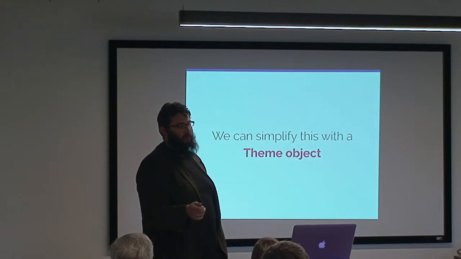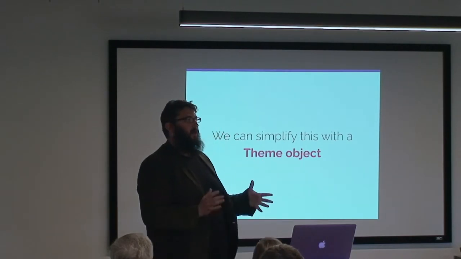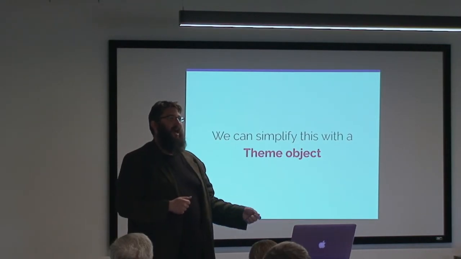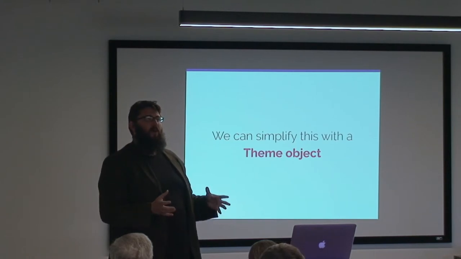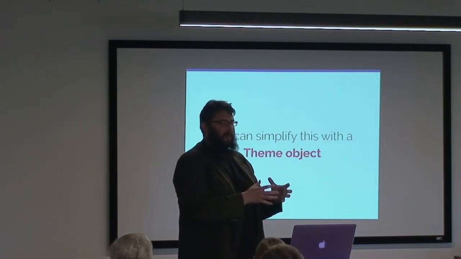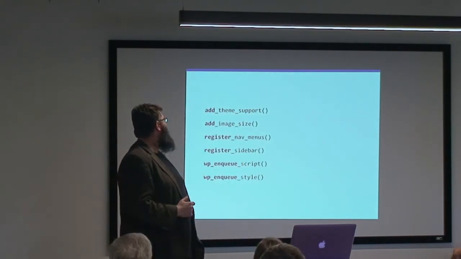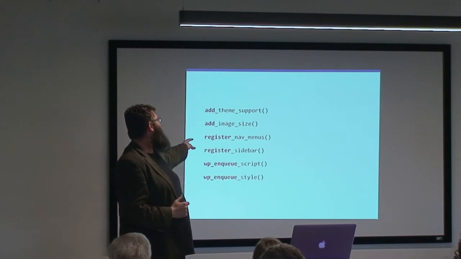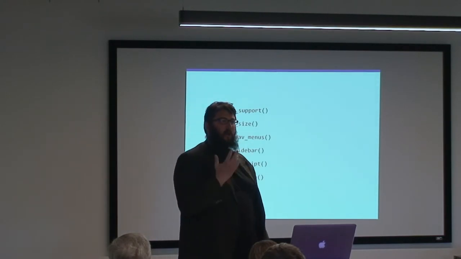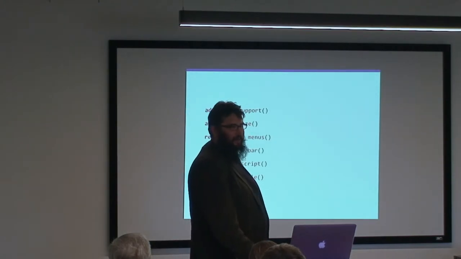We can simplify this with object-oriented theme development by creating a theme object. Now, when you think about it, as you register nav menus, as you add an image size, as you enqueue a script, you're kind of performing an action on the theme itself. So what if we had a theme object and gave it a simple object-oriented API? So we've got all these that I was talking about. We're adding theme support. We're adding an image size. We're registering a nav menu. Now, in my mind, I'm not going to remember those. And also in my mind, I think those all kind of do the same thing. You're adding something to a theme.